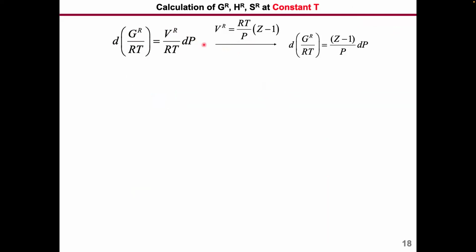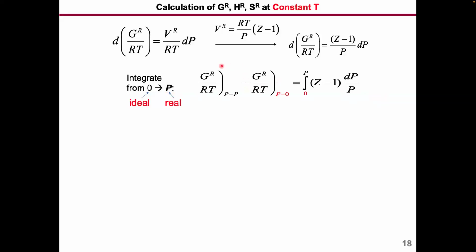All right, so now we already know VR from the previous slide. You just plug in, and then RT cancels. So in the end, it's going to be Z minus 1 divided by P dP. And then we want to calculate this GR. So we need to do the integral from the ideal state to the real state. Ideal state is when the pressure is equal to 0. Real state is the pressure equal to P.